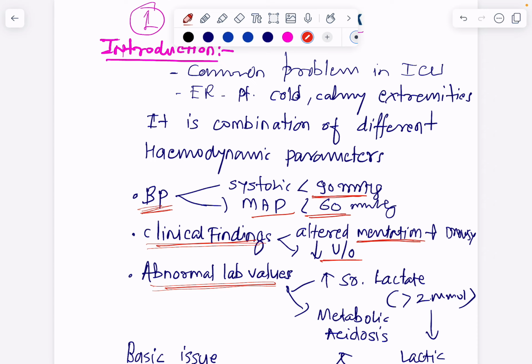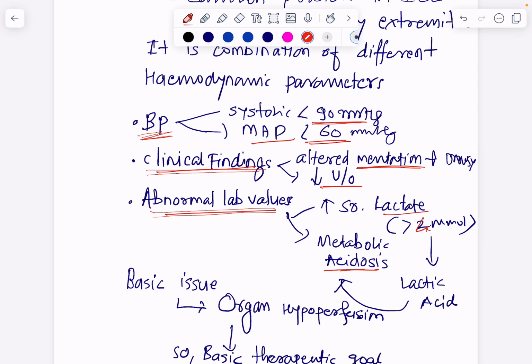Simultaneously, other organs are also hypoperfused. Abnormal lab values include serum lactate more than 4 millimole, or near about 4 millimole per liter, then metabolic acidosis. Now, what is the basic pathophysiology? Whenever there is hypoperfusion, there is decrease in oxygen supply to peripheral tissues, and there is hypoxia. The aerobic metabolism is converted to anaerobic metabolism, and the end product of anaerobic metabolism is lactic acid or lactate. That's why there is increase in lactate and metabolic acidosis.